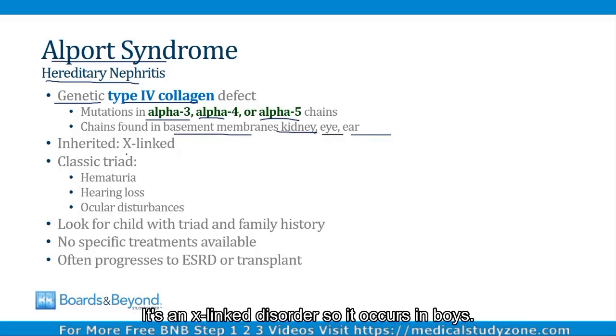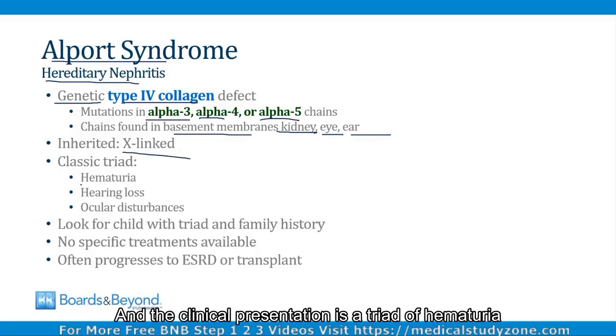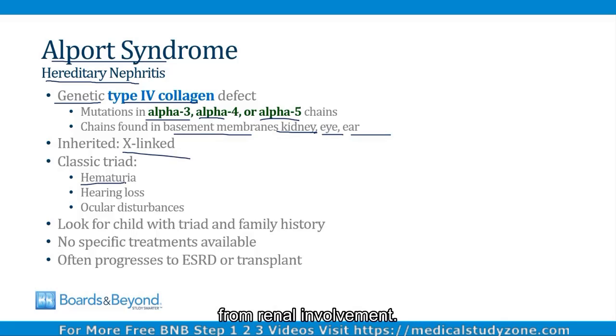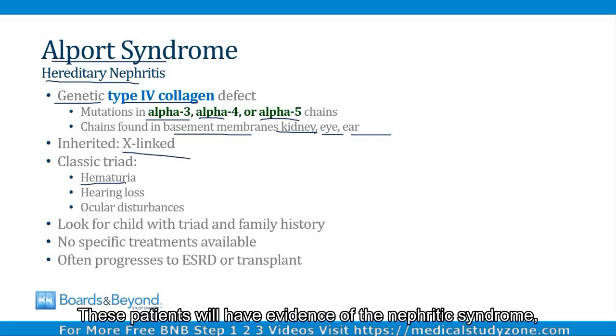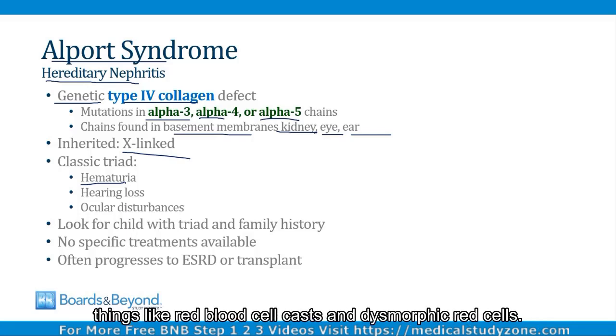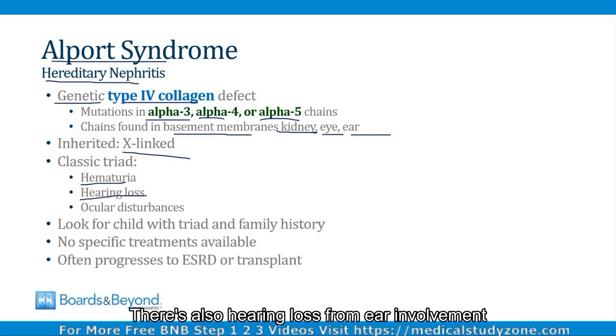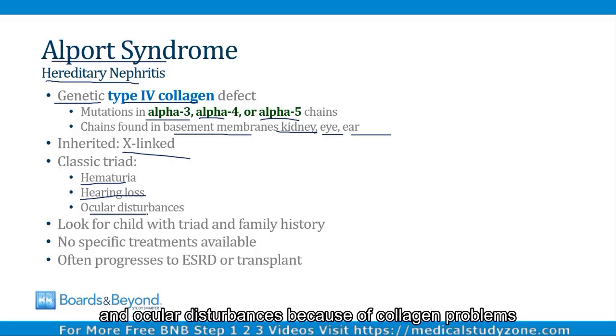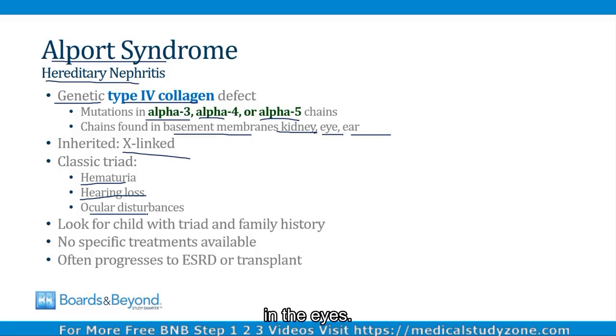And type 4 collagen is an important component of the basement membranes, especially in the kidneys, the eyes, and the ears. It's an X-linked disorder, so it occurs in boys, and the clinical presentation is a triad of hematuria from renal involvement. These patients will have evidence of the nephritic syndrome, things like red blood cell casts and dysmorphic red cells. There's also hearing loss from ear involvement and ocular disturbances because of collagen problems in the eyes.